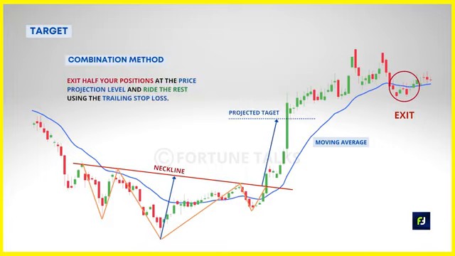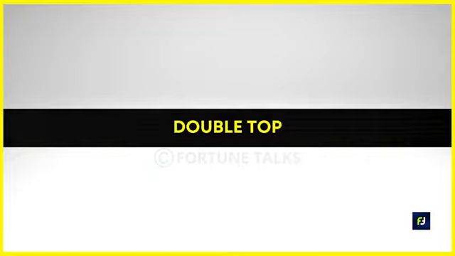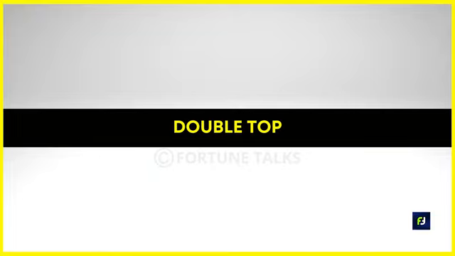Now the last method uses a combination of both these methods, and you will exit half your position at the price projection level and ride the rest using the trailing stop loss. By doing this, you will be able to lock in some of the profits and not fall prey to market reversals. Let's move on to the third pattern, which is the double top pattern.